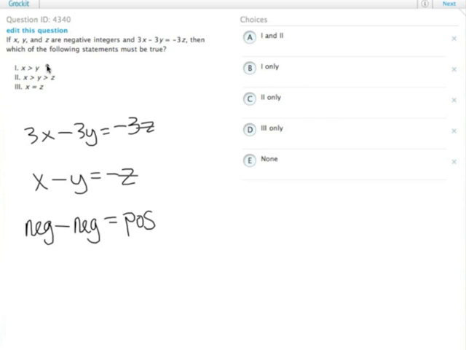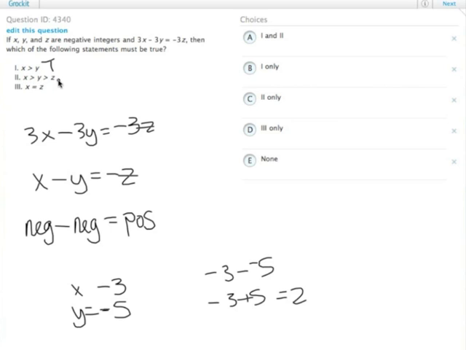Statement 1, x is greater than y. So we did establish that. Let's just say x is negative 3 and y is negative 5. So negative 3 minus negative 5 is the same thing as negative 3 plus 5, which gets us a positive number for z. So remember that the less negative the number is, the greater it is, the closer to 0 on a number line it is. So x is in fact greater than y. Statement 1 is true.